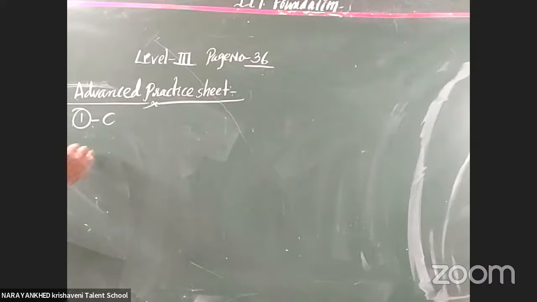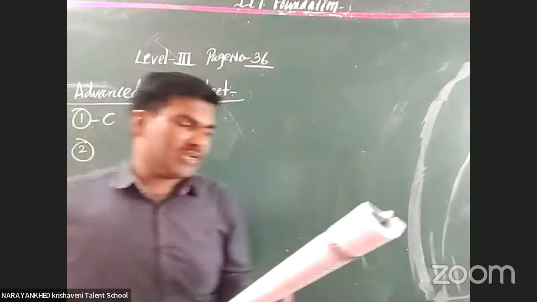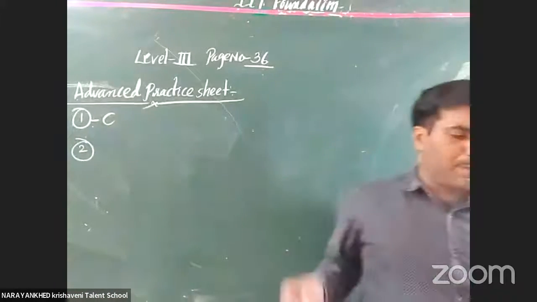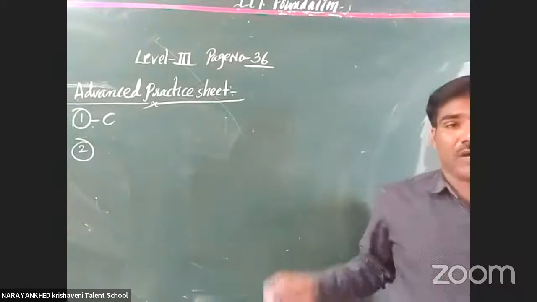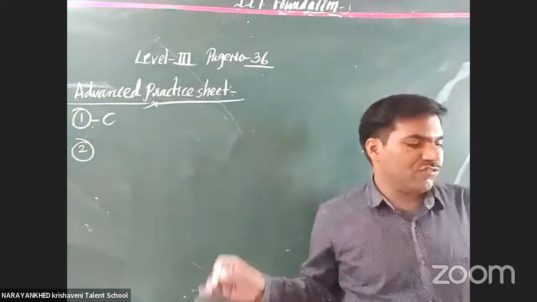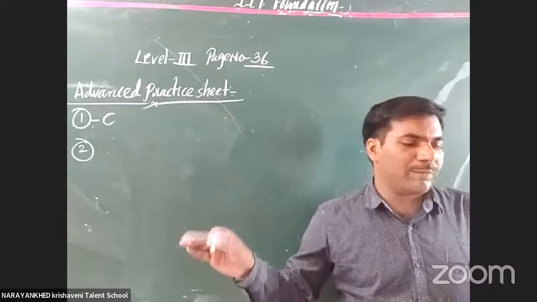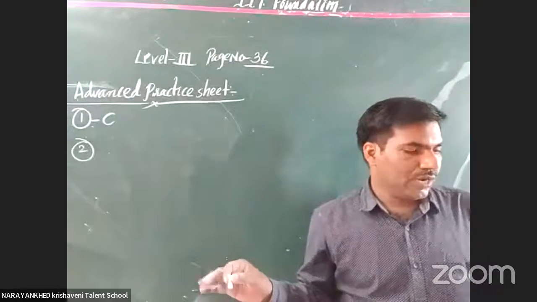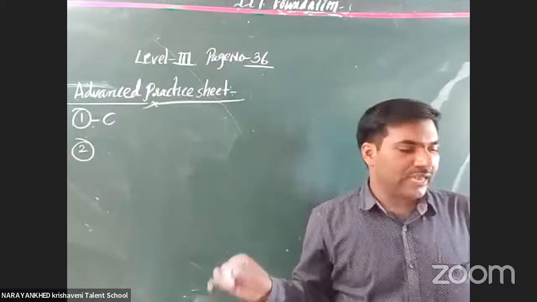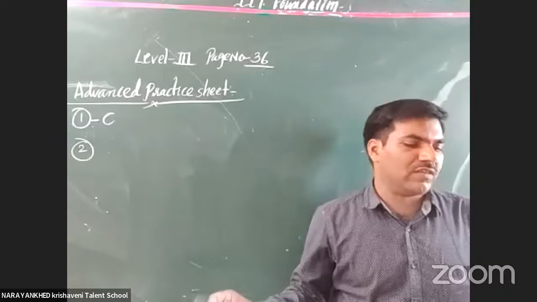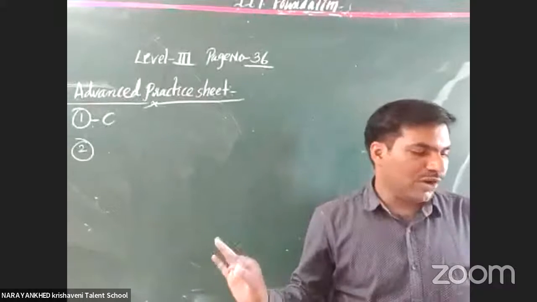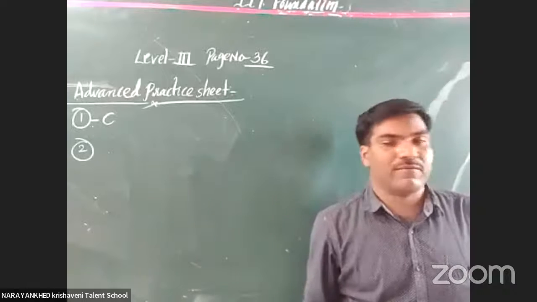Next, second question. A linked comprehension type question is given here. Statement: a scalar just consists of its magnitude along with the proper algebraic sign. Among the following, which quantity is not a scalar?